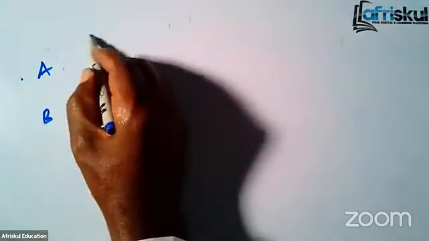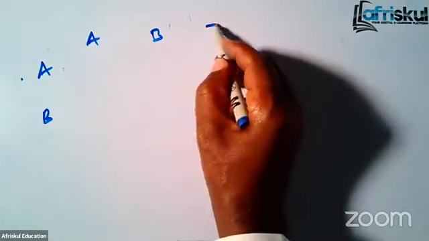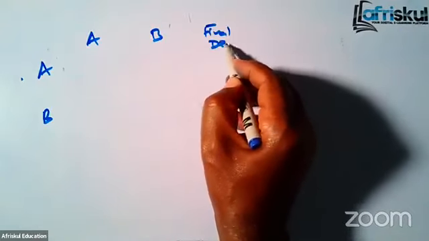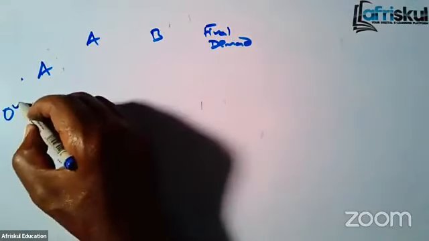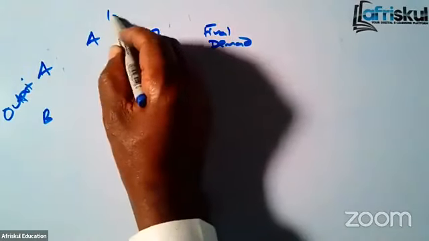They brought it last semester, and that was a 2x2 model, which was quite easy, where they had given us two sectors, if you remember. We have sector A, we have sector B, and we have what they were calling final demand. So we have our outputs here, and then we have our inputs here.